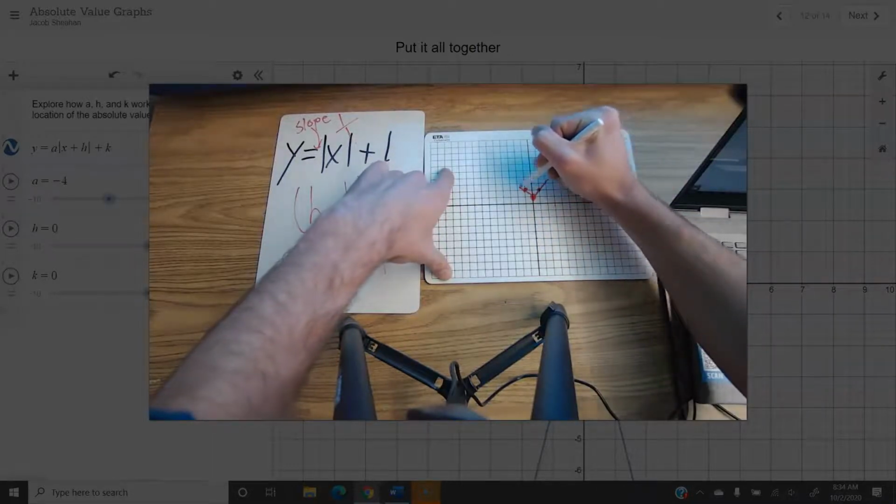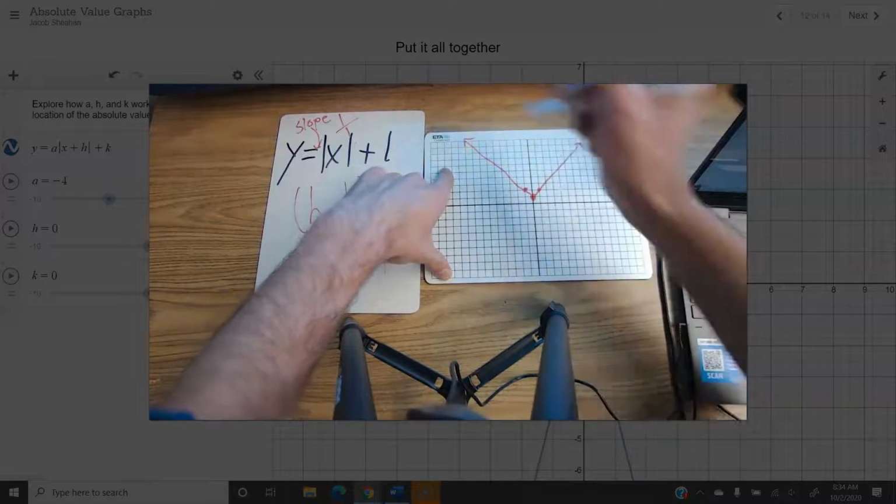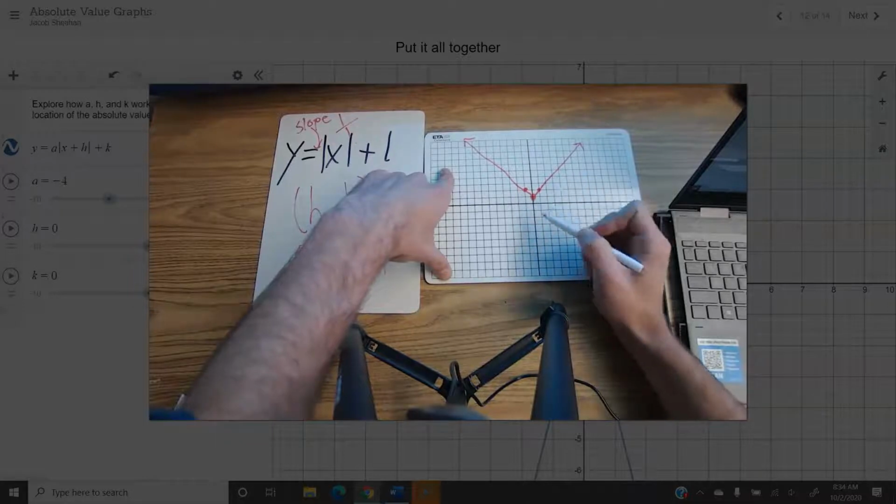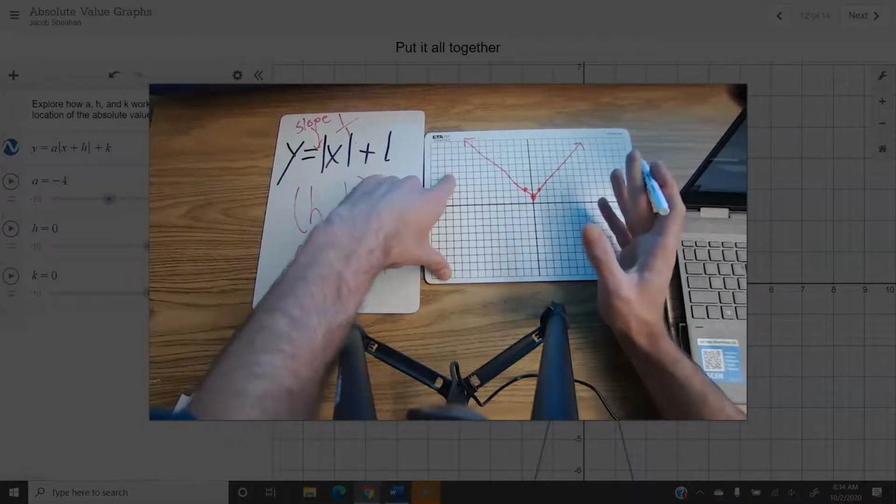For the absolute value, all you need is 3 points. The vertex, and then at least 2 points following the slope. And then you can connect those with a straight line.